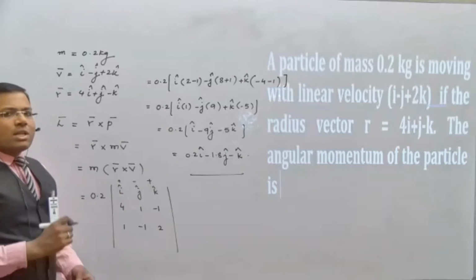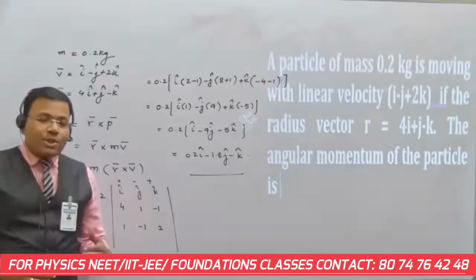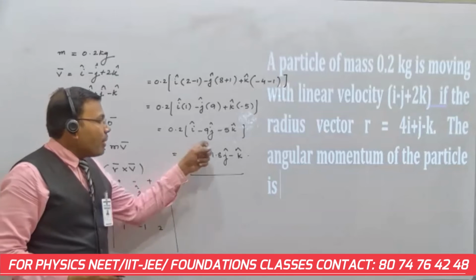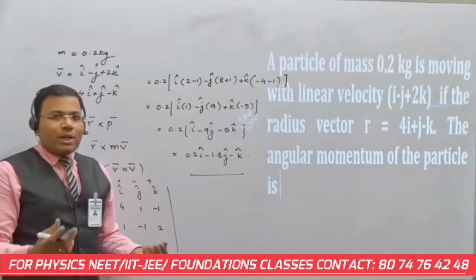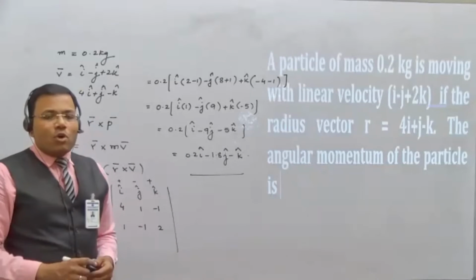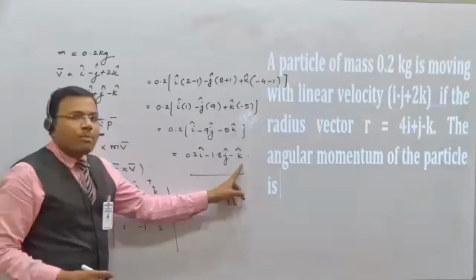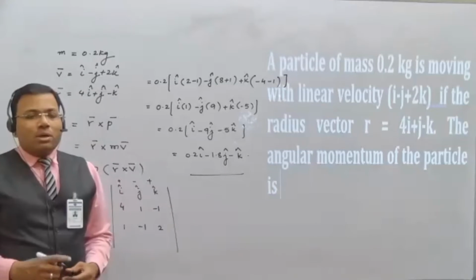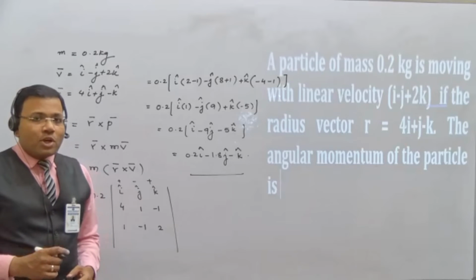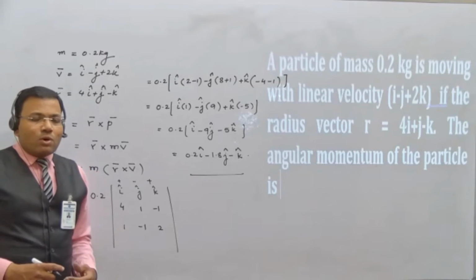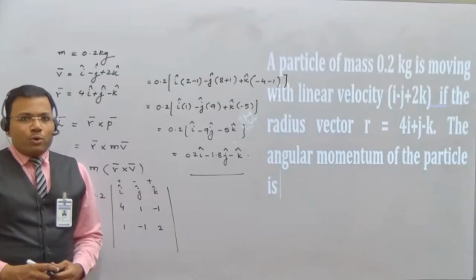If suppose this answer is not given in the options, then you can calculate the magnitude of this vector. You know how to calculate the magnitude of a vector, which I have already shown you. That is the square root of this square plus this square plus this square. That gives you the magnitude of the given vector. Hope you have understood the concept of the cross product. Still, a few more problems we do.